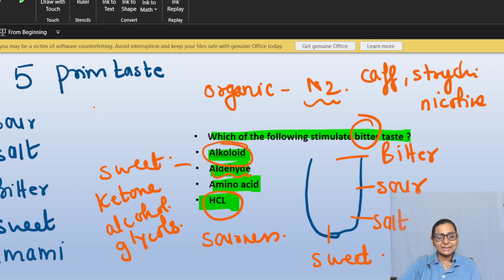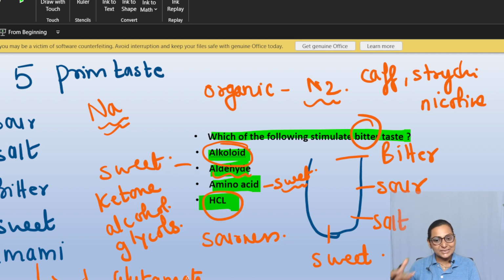Salty taste is brought about mainly by salt, that is by sodium. As far as amino acids are concerned, amino acids can also give a sweet taste. Even small proteins can give a sweet taste. But when we speak of umami, this taste is mainly because of L-glutamate, monosodium glutamate, that is coming from cheese and from meat extract.